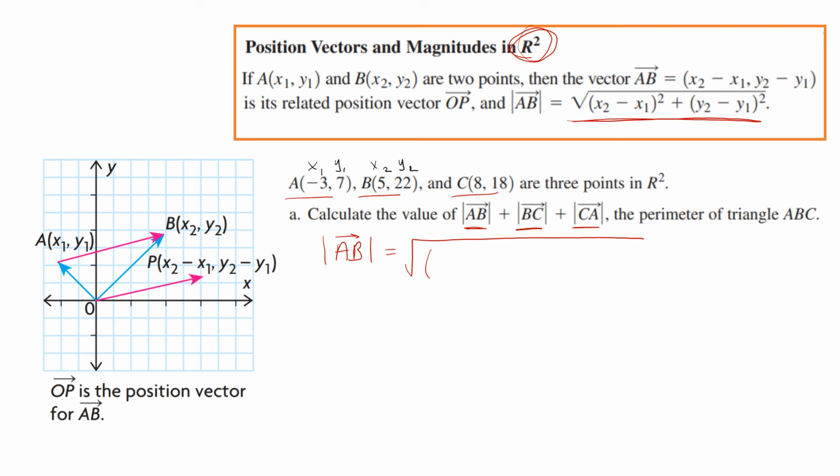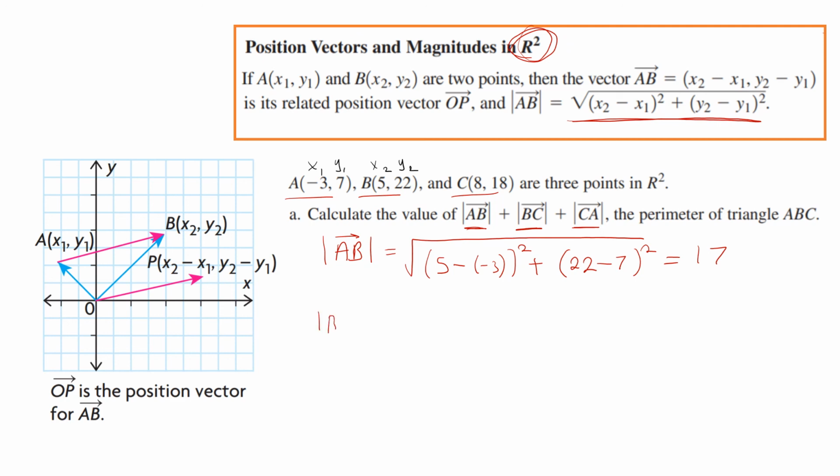From here, my x2 is 5, and I do minus my x1, which is -3, okay? And square this, plus whatever my y2 is, which is 22, minus my y1, which is 7. And make sure to square that. And if you plug straight into your calculator, you'll get the value of 17 for the magnitude of AB.